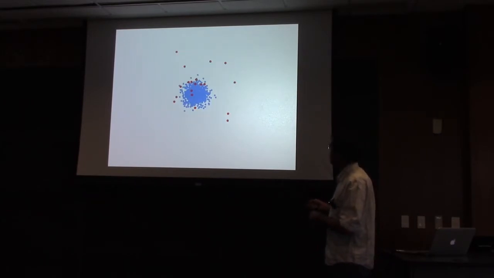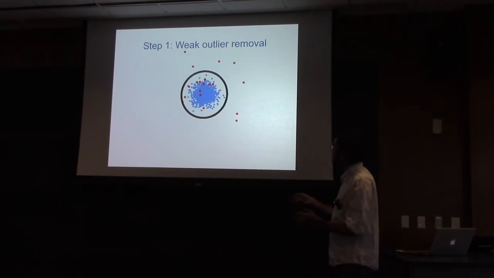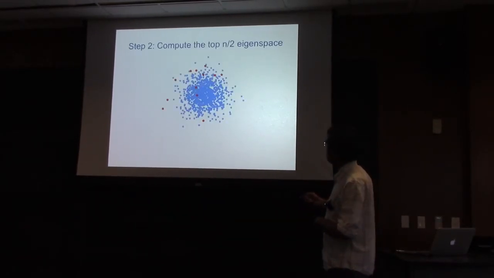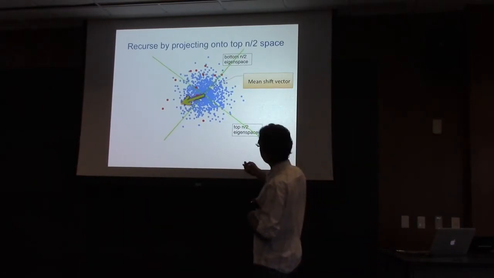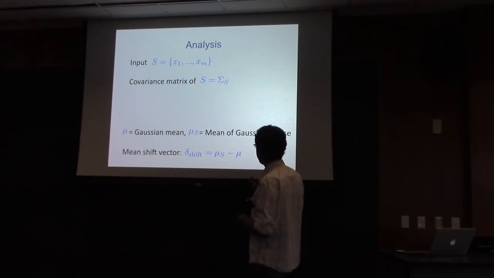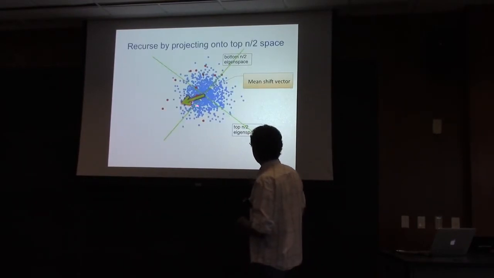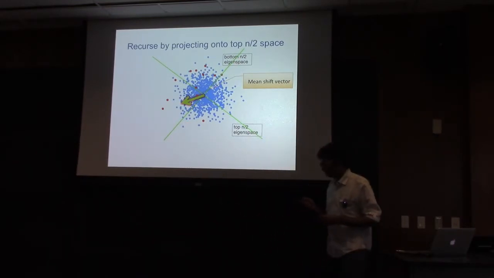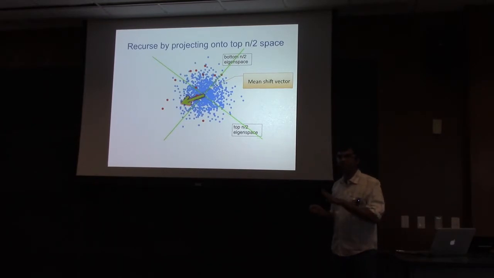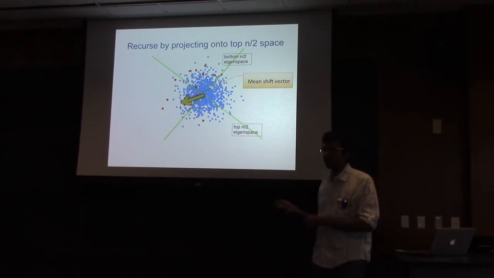Once more. So the input is Gaussian plus noise. We construct a ball around the coordinate-wise median and throw away all the points outside. And then the main point is that when we look at the mean shift vector after doing this weak outlier removal step, its projection onto the bottom n over 2 space is very small. So we can just output the sample mean. Any questions on the algorithm? Otherwise, I'll go and show why this works.